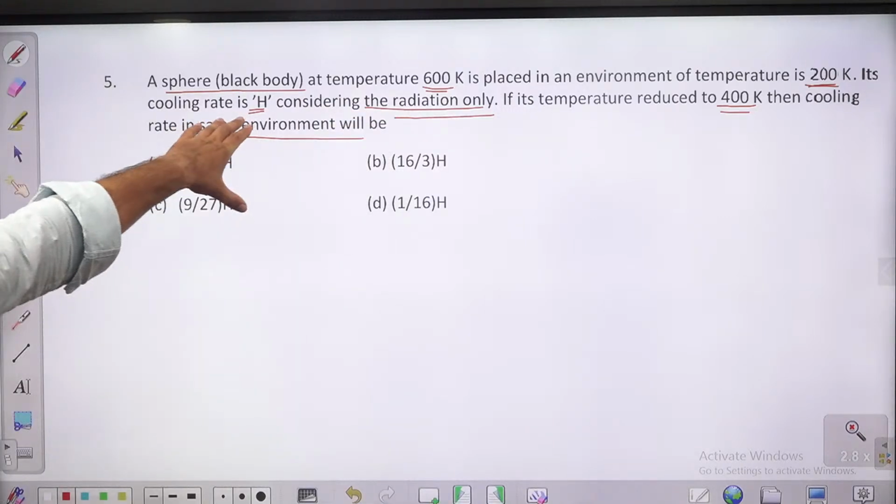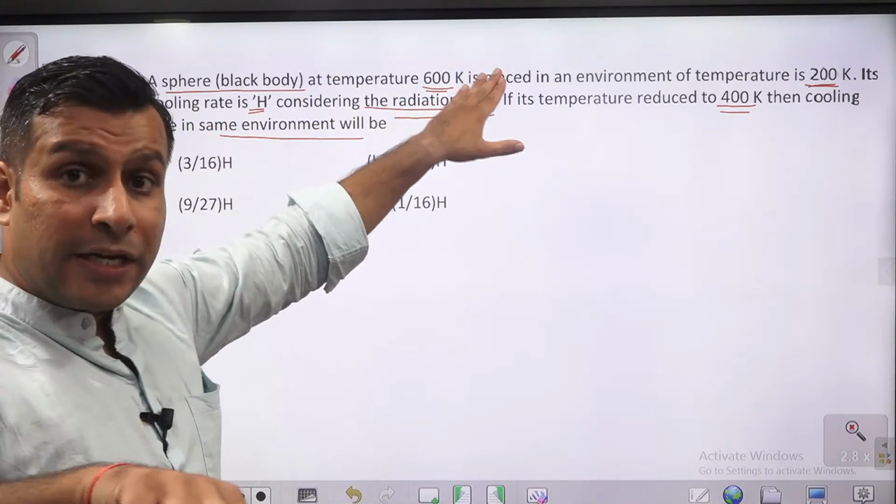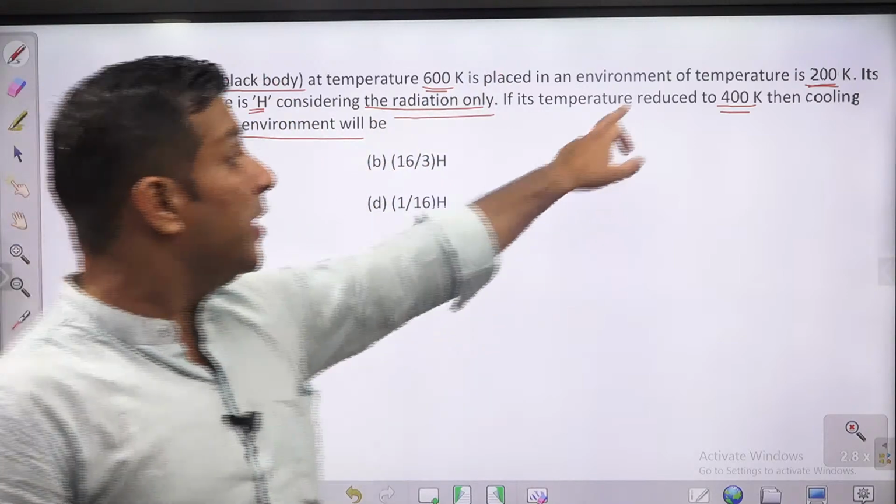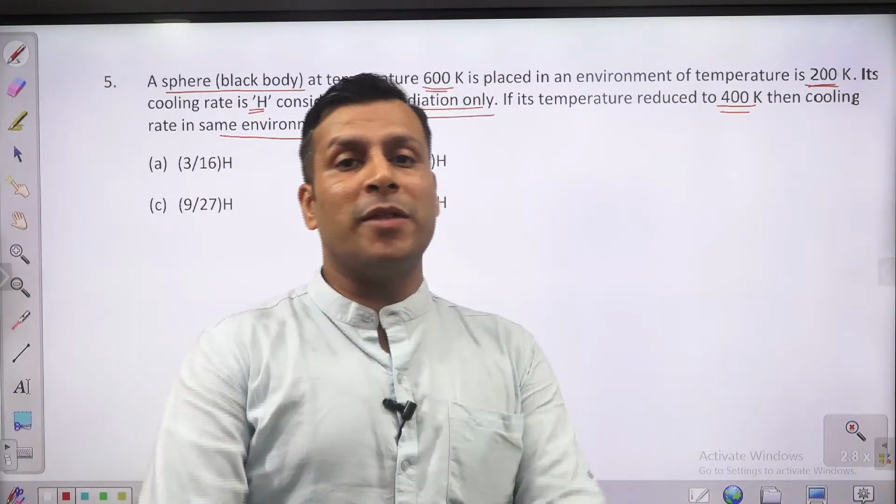So initially, when the temperature is this, considering the radiation effect only, the rate of cooling is H. Now, if the temperature is decreased to 400 Kelvin, what will be the rate of cooling?